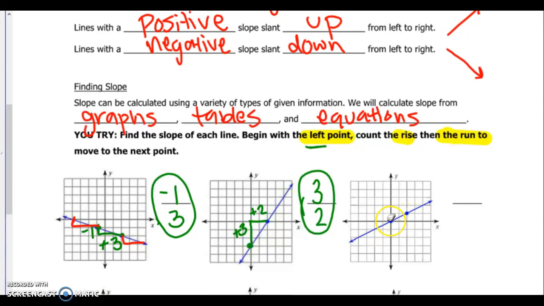For the third graph, we'll do it again, starting with the left point. How much are we moving up or down? In this case, we're going up 1. So I've got plus 1, and then we're running 2, moving over 2. So when we write this in our ratio form, we do 1 over 2 as our slope.